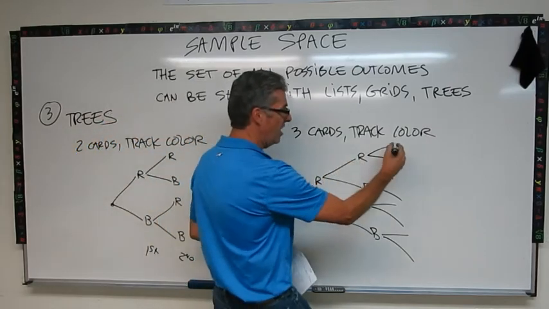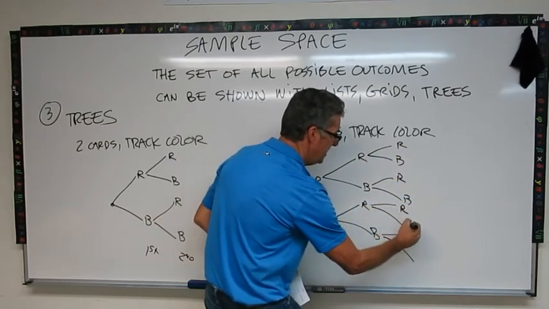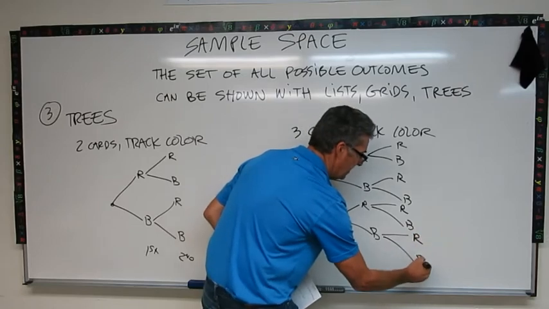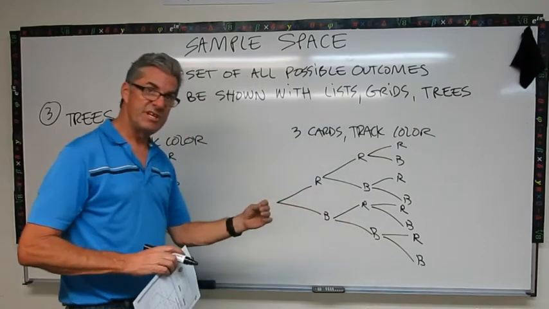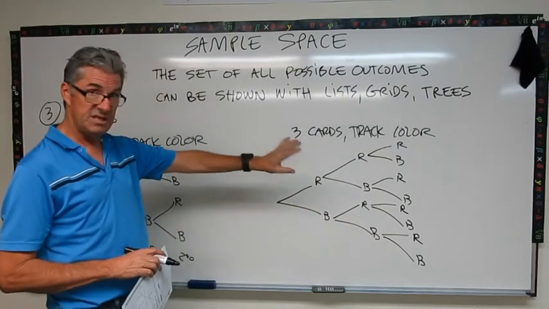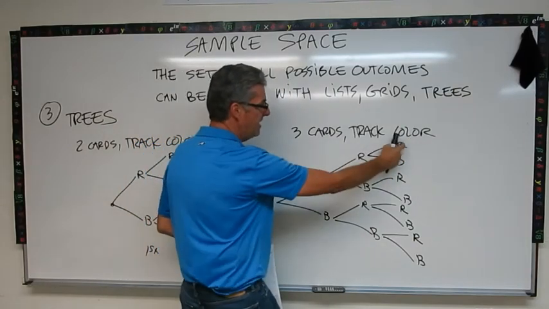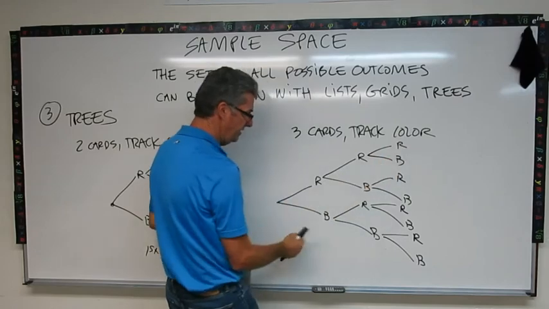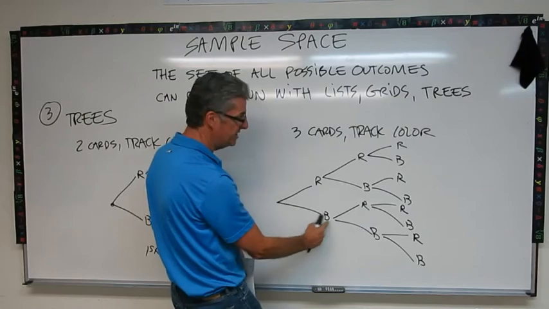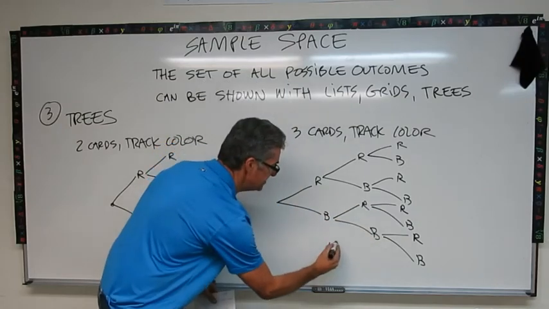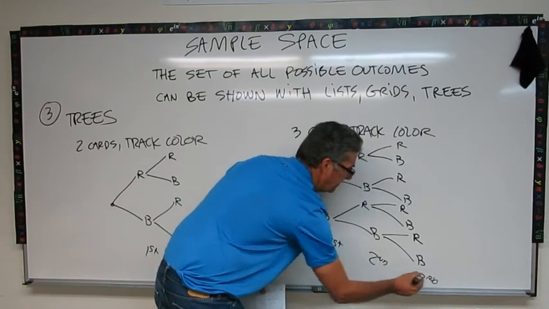So after this draw, I could again draw a red and then a black, a red and then a black, a red and then a black, a red and then a black. So each one of these endings represents one of those 8 combos that we did when we did the list. Like this branch represents red, red, red. This one represents red, red, black. Let's say this one down here represents drawing red first, then black second, then red third. Again, this is the first draw, second draw, and the third draw, right there.